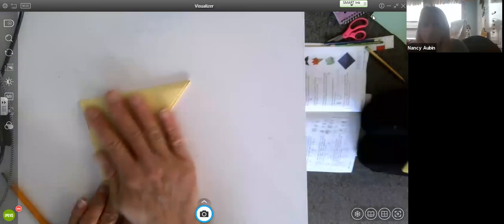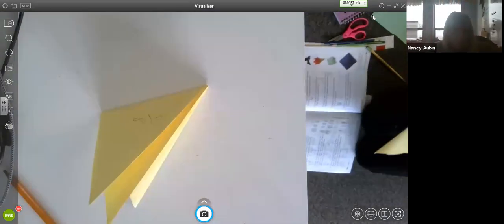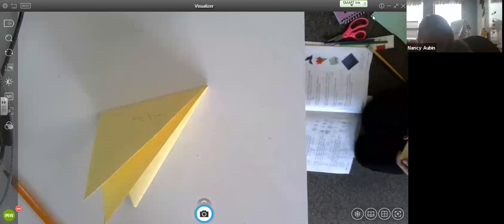We first folded it in half again, in half again. Right? Then it said, okay, that's where we ended. Now it says to fold, but I think we're going to have to open it up.